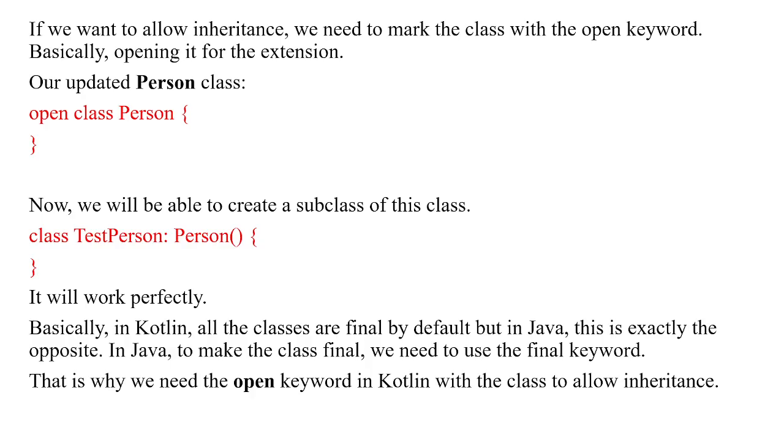So if we want to allow inheritance, we need to mark that class with the open keyword. Basically, opening it for extension. Then we update our Person class as an open class. Now we will be able to create a subclass of this class, and it will work perfectly. Basically, in Kotlin, all the classes are final by default, but in Java, this is exactly opposite. In Java, to make a class final, we need to use the final keyword. That is why we need the open keyword in Kotlin with the class to allow inheritance.